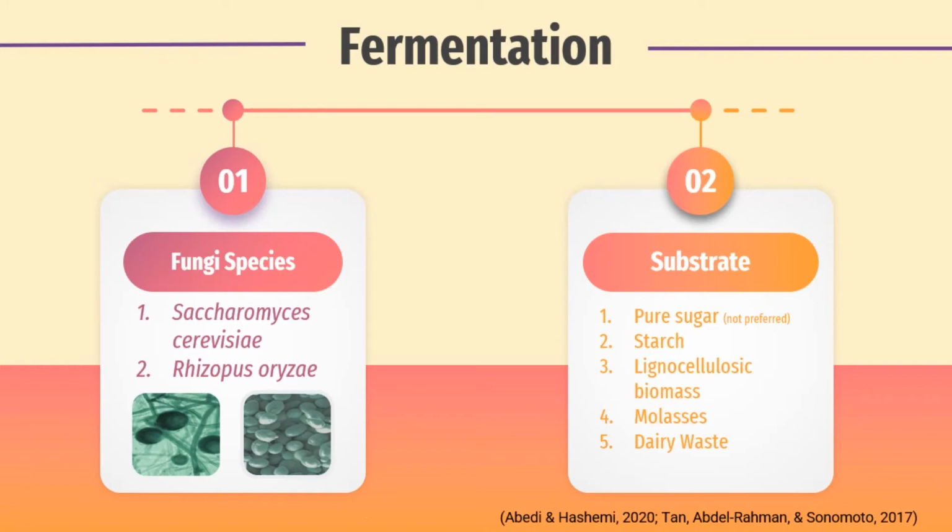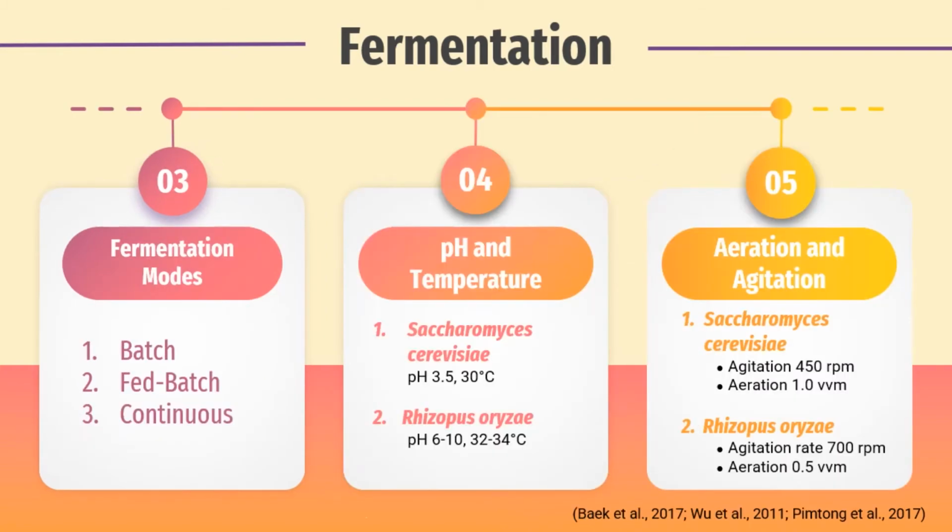As for the substrate used for energy source, pure sugars are often expensive, therefore we provide cheaper alternatives such as starch, lignocellulosic biomass, molasses, and dairy waste. To achieve optimum production, regulating fermentation parameters is important. As for the fermentation mode, lactic acid can be produced in batch, fed batch, and also continuous fermentations.